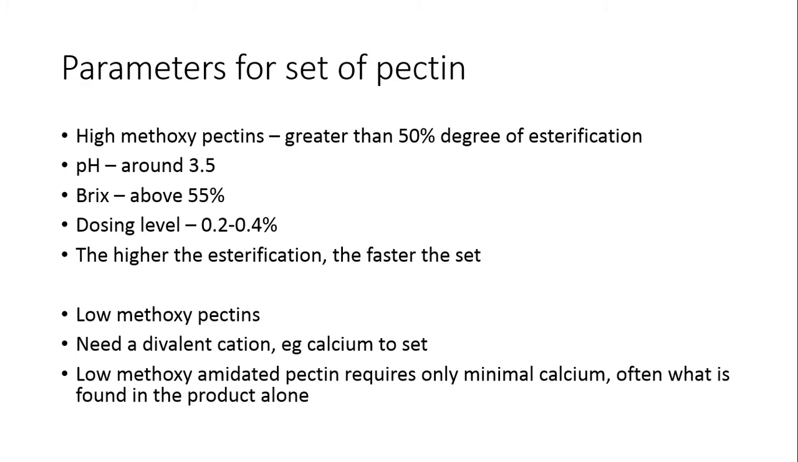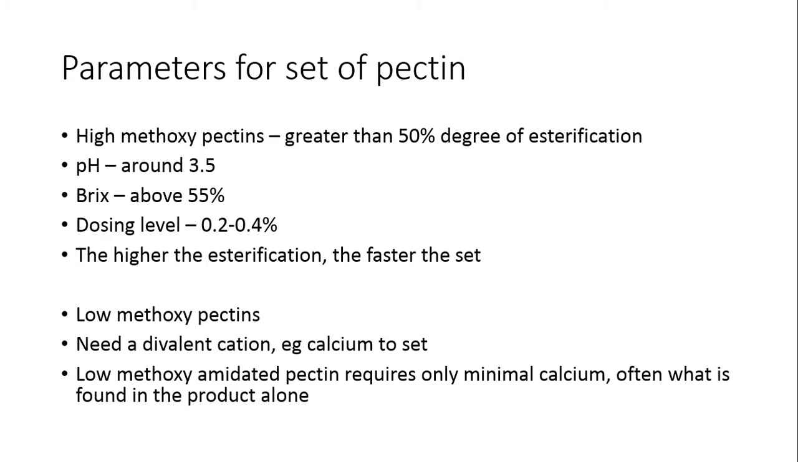So what are the parameters for setting pectin to get that gel? In the case of high methoxy pectin, where you've got greater than 50% methoxy groups, you need a pH around 3.5, a Brix that's greater than 55%, and you're going to add your pectin at about 0.2 to 0.4%. High methoxy pectin really needs that combination of pH and Brix to be able to make the gel set.